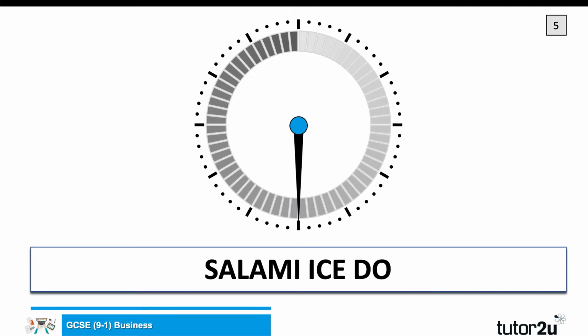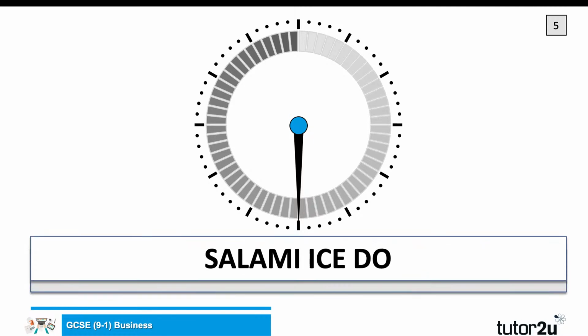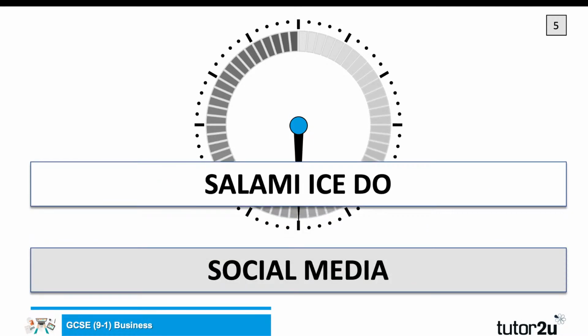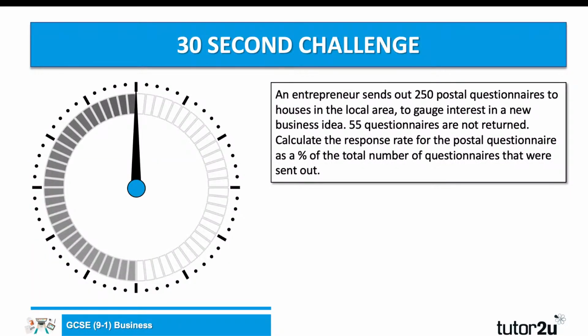Good stuff, and some amusing answers, if not correct. Well done, one or two of you, I think. Let's have a look at the answer, please, Jim. Salami Ice Do is an anagram of social media. Social media. Let's do one more 30-second challenge.